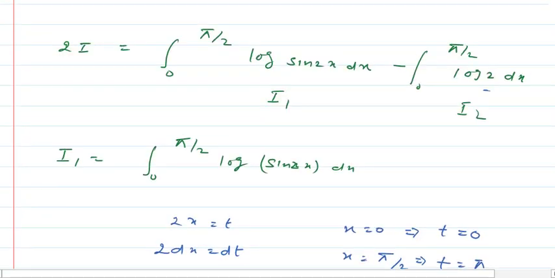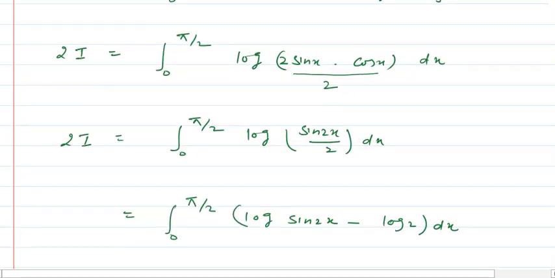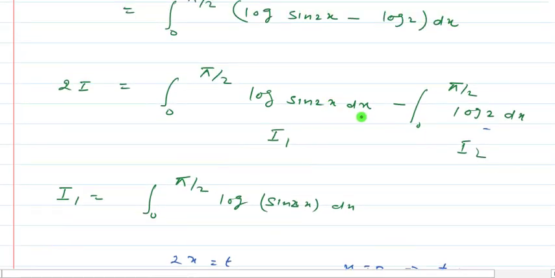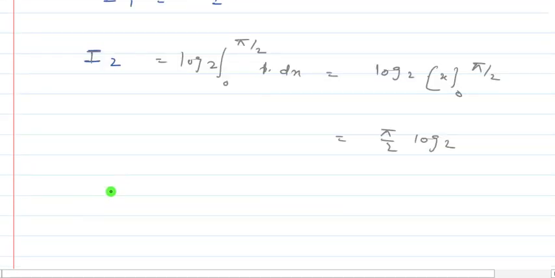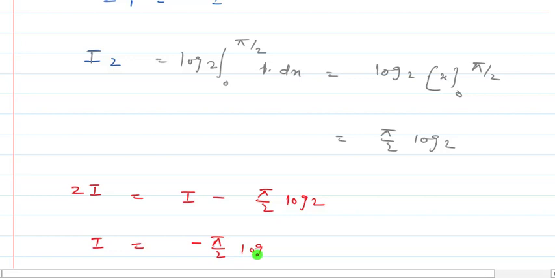Now let us put all these values over here in I. So we are getting 2I is equal to I1, which we have proved is I, and I2 we have already calculated. So let us put these values over here. So we are getting 2I is equal to I minus pi upon 2 log 2. Taking this I to the left hand side, we are left with I is equal to minus pi upon 2 log 2, which is the solution of the given problem.